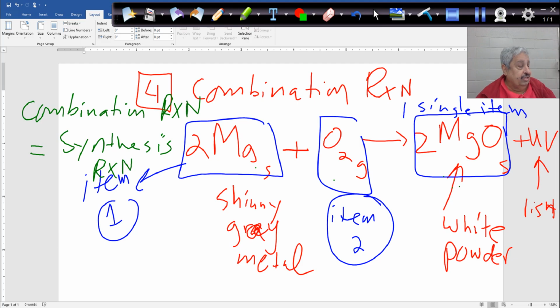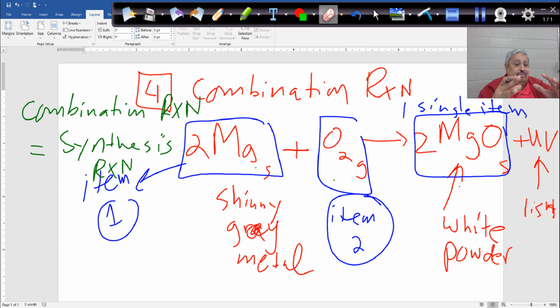Why synthesis? Synthesis means you are producing a new compound, a new chemical. And that magnesium oxide white powder has no physical or chemical properties of the original items or chemicals it came from. Not similar to oxygen, not similar to magnesium. Totally different. That's what we call a combination reaction.